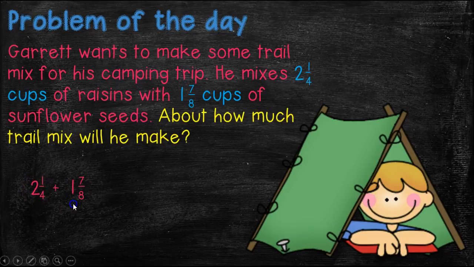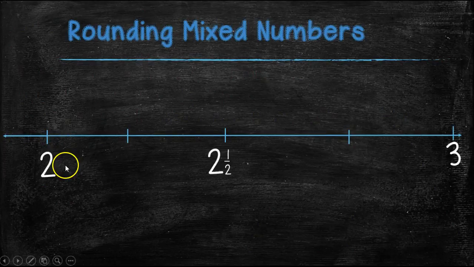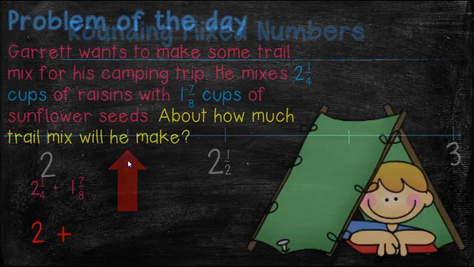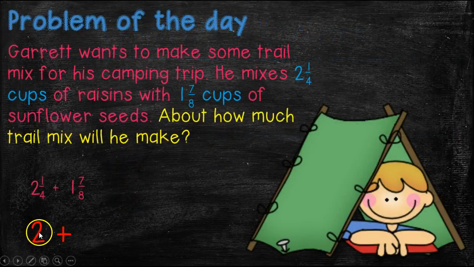Let's start off with 2 1/4. So here we have our number line. 2 and 3 are on either side and it's split into fourths. So where would 2 1/4 be? Well, this is 2 1/2, so 2 1/4 is going to go right there. So it's closer to 2.